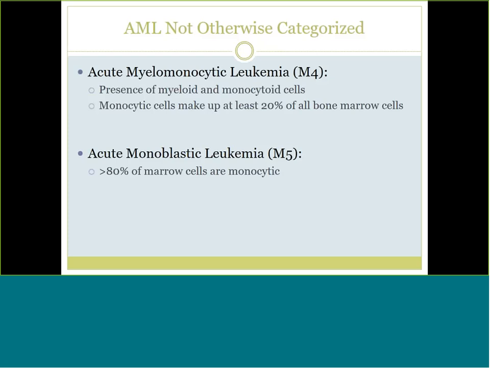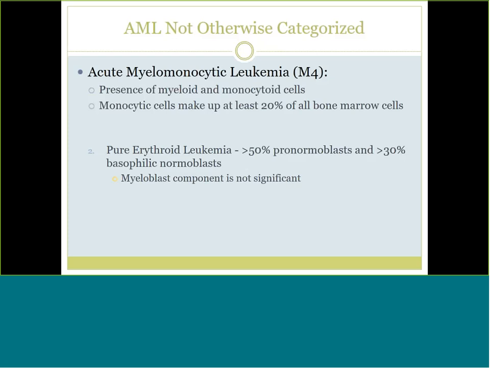M5 is acute monoblastic leukemia. The name tells you all about monocytic cells. Greater than 80% of the cells are going to be monocytic in nature and monoblastic. So you would definitely see non-specific esterases be positive here. The specific esterase would be negative. So that's M4 and M5.